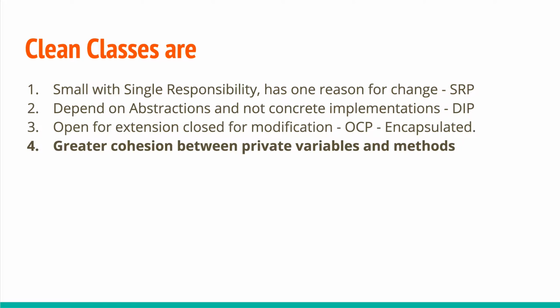And a clean class also has greater cohesion between the private variables and methods, meaning most of these methods use most of the variables, and so the class has a lot of cohesion between methods and variables. And if you see that there are certain variables used by certain methods, and there are many such methods, it's maybe time for separating those variables and those methods out into a separate class. So if you see less cohesion, meaning less use of those variables, then over time it can make a case for separation of those classes into more cohesive units.